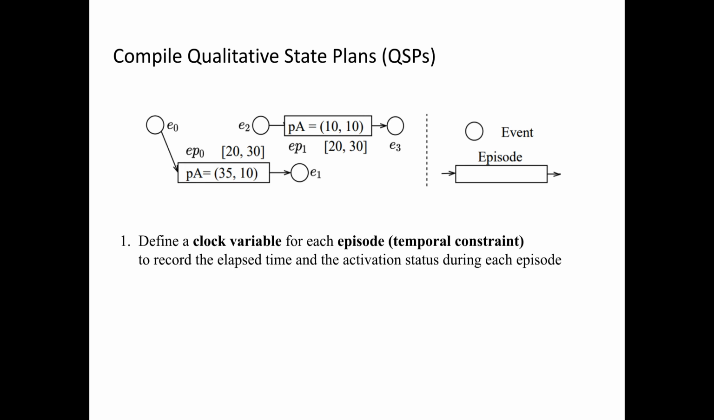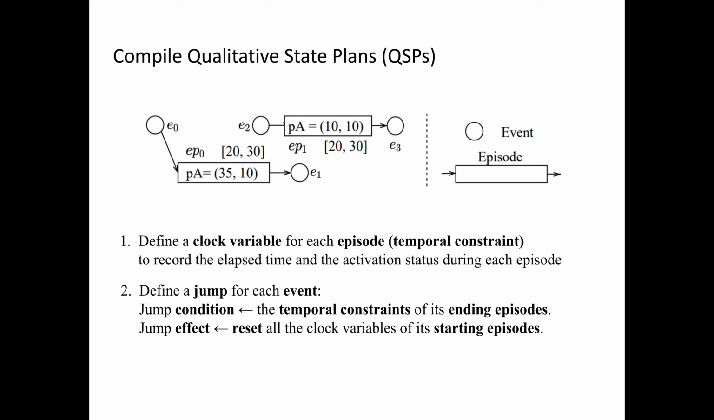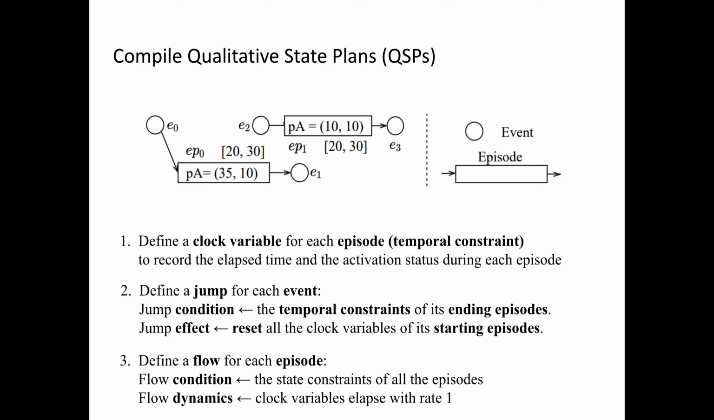First, we define a continuous clock variable for each episode to record the elapsed time and the activation state during each episode. Then, we define a jump for each event. The jump conditions are all the temporal constraints of its ending episodes, and the effects reset all the clock variables. Third, we put the episode state constraints into the condition of a flow, and the clock variable has a change rate of 1 in its flow dynamics. As long as all these jumps and flows happen exactly once, our solution can satisfy the QSP specification.